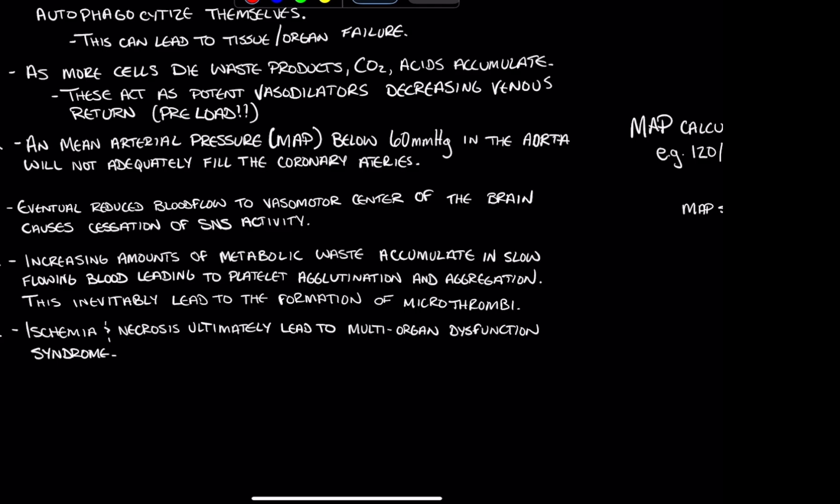As these metabolic waste products accumulate in our slow flowing blood due to the decreased cardiac output and our increased vascular volume now, or I shouldn't say vascular volume, but our increased vascular spaces, I'll call it, our platelets will start to agglutinate and aggregate, which will cause that sludging or clotting of the blood. And this will lead to what's called microthrombi, or small blood clots that are going to start forming in the blood.